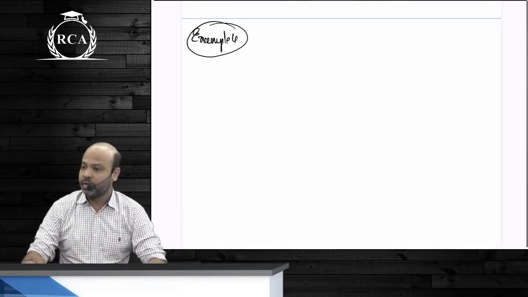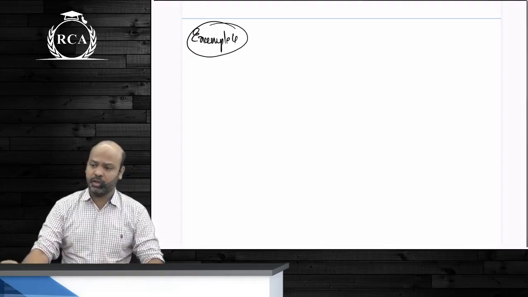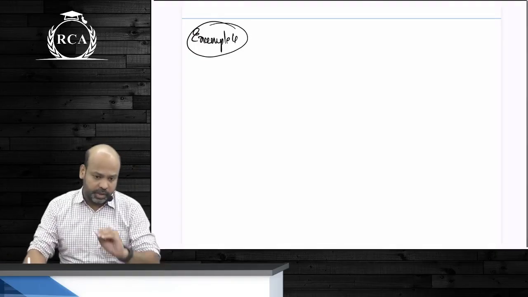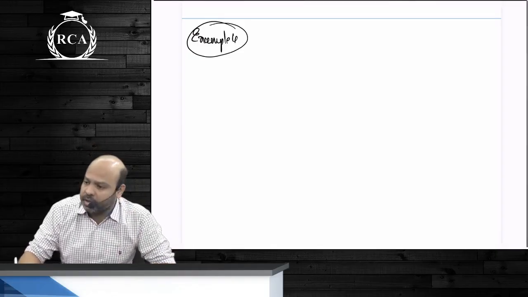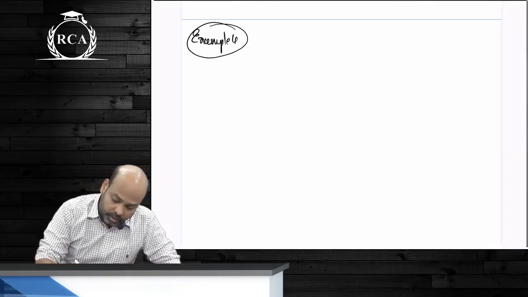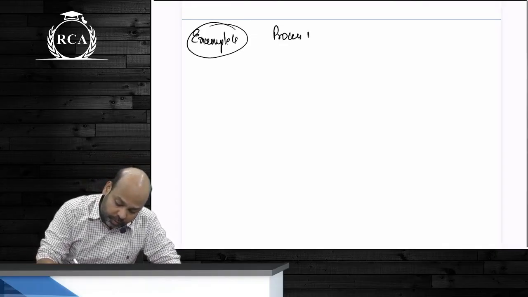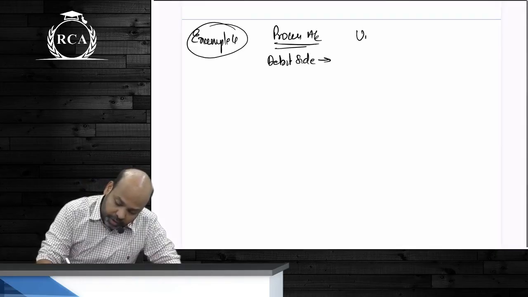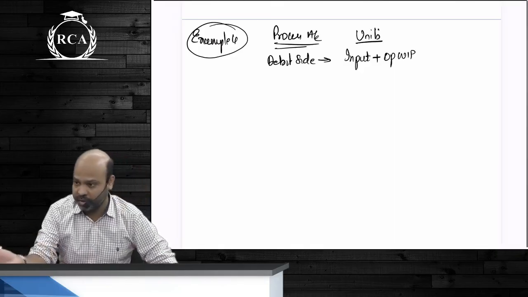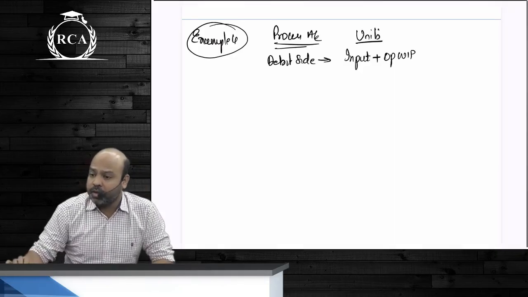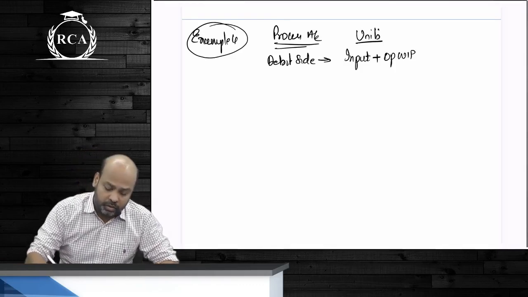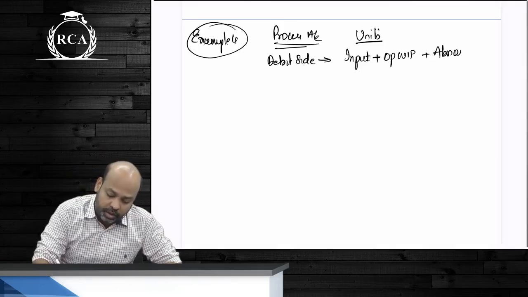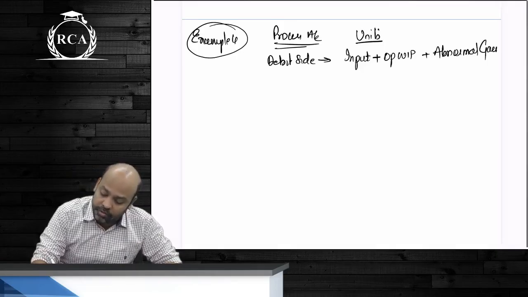So guys, normal loss is still not fully clear, but remember that hereafter we come across normal loss. In the process account, on the debit side, what units do we have? You would have input, plus there can be opening work in progress, and abnormal gain. These are the units that you will see on the debit side of the process account.